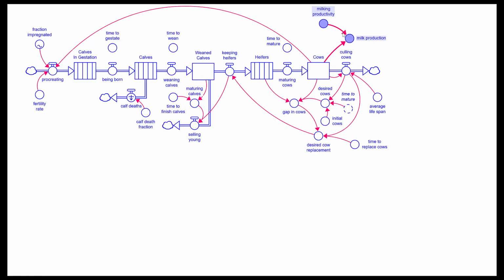Finally, of course, we need milk production because that's what this is all about. We're trying to produce milk from the cows, and that's a very simple formula. We have a productivity, and we have the number of cows. We just multiply it together.